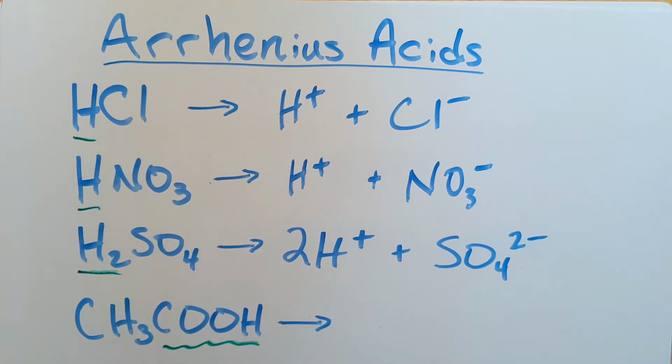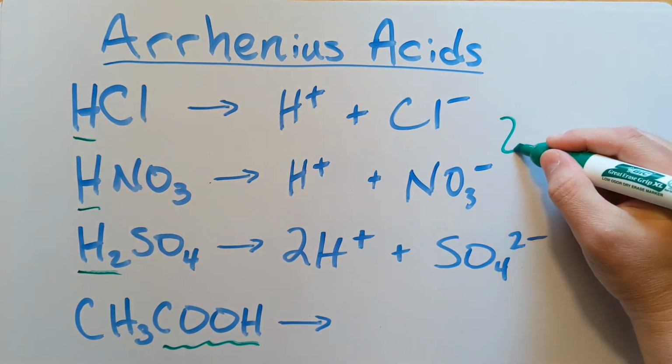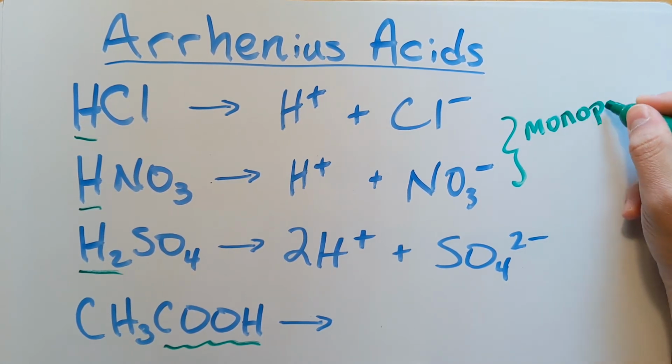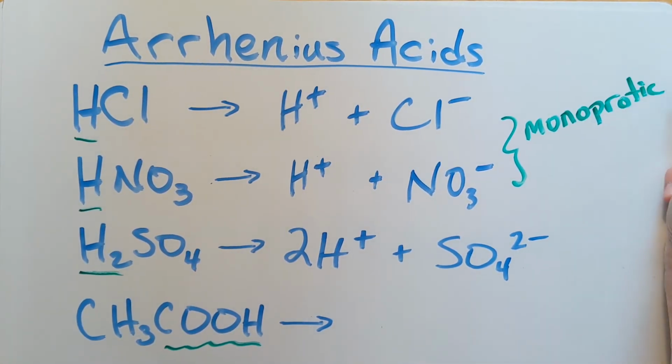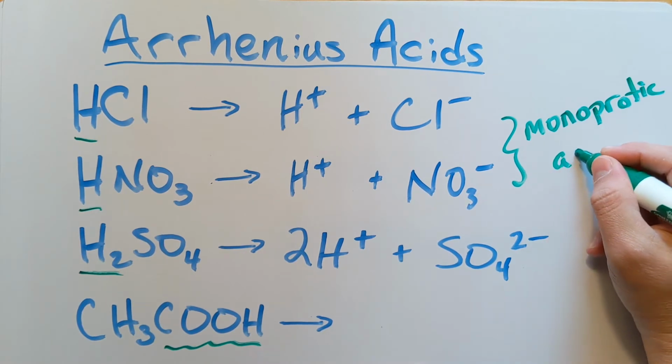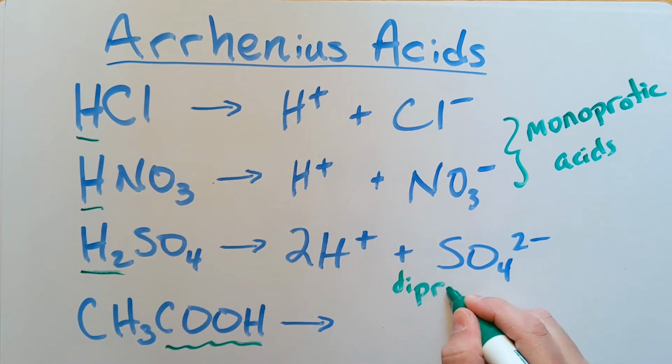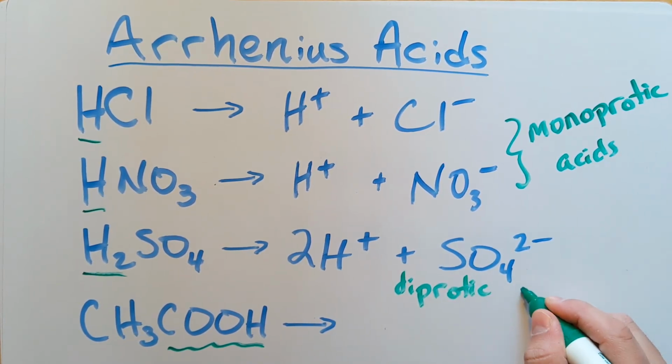We also have other classifications. We would say that these are monoprotic acids. What does that mean? Monoprotic means it made 1 proton, it made 1 hydrogen. The sulfuric acid would be considered a diprotic acid. It has made 2 hydrogen ions.